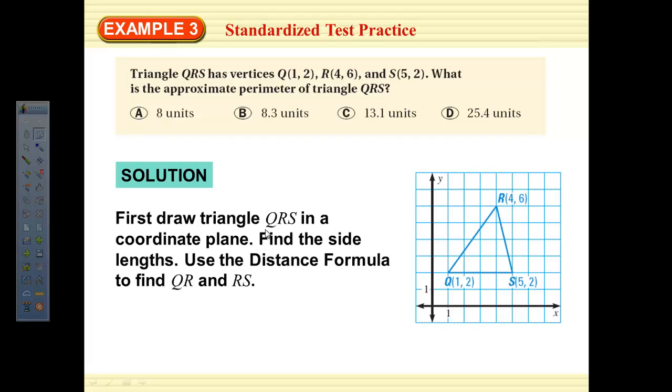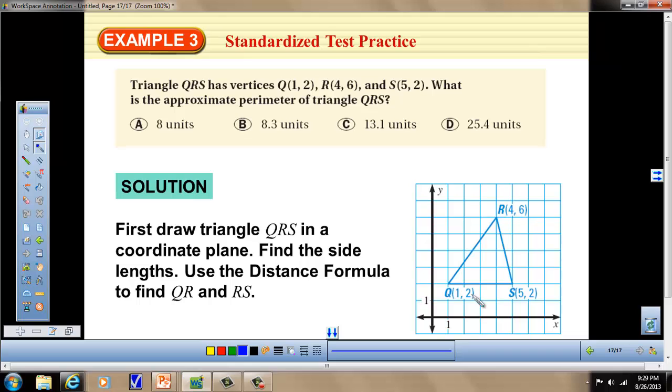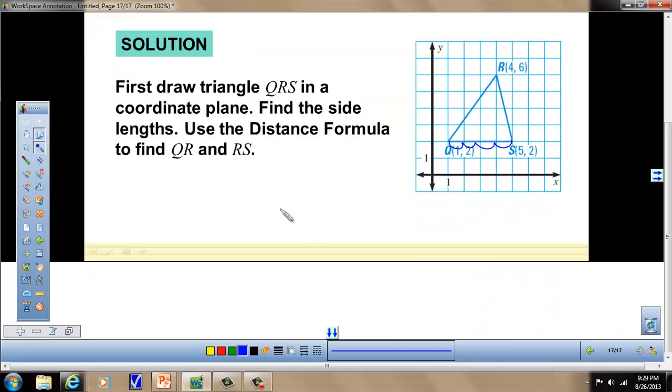And it would look something like this. Now, all you need to do is find the 3 lengths. If you look, QS is pretty easy because we can just count the spaces. And we can see that the length is 4 there. So we can say that QS is equal to 4. For the other 2 sides, we have to use the distance formula.